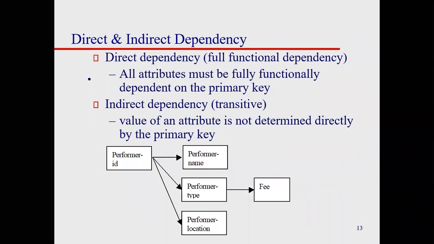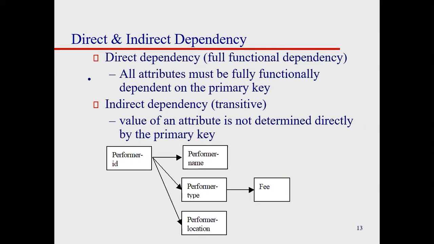Now we have two kinds of dependency. One is called direct dependency, another is called indirect. Direct dependency, which is called full functional dependency, means all attributes must be fully functionally dependent on the primary key. So when the columns are fully functionally dependent on the primary key, we call it a direct dependency, or mubashara dependency, right?